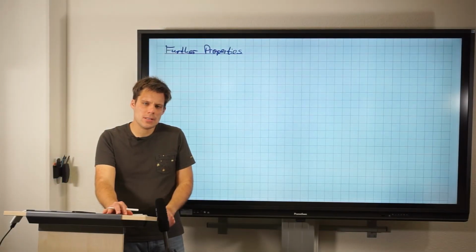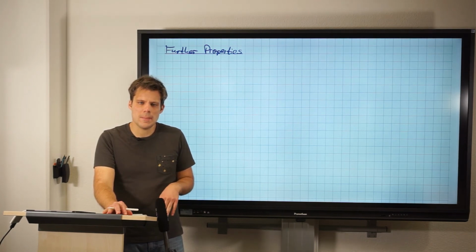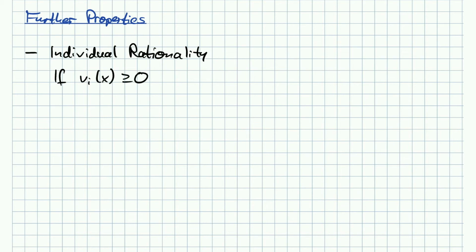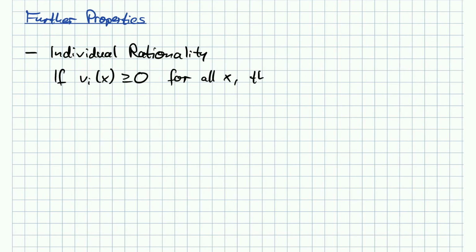The nice thing about the VCG mechanism is that it isn't only truthful, but it also fulfills some other properties, namely being individually rational and also having no positive transfers. These are two properties that we'll now quickly define and also show. The first one is individual rationality. And what is it that it says? If my true value is at least 0 for all x, so if I can never have a negative value, then also my utility, when I'm bidding truthfully, will never be negative.